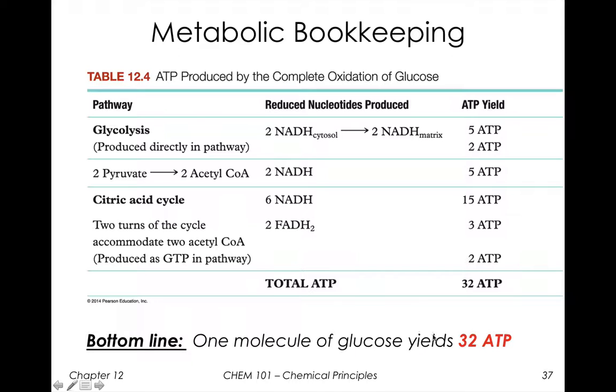At the end of the day, the magic number I want you to remember is 32, and we'll learn much more next semester about why it's not 38. If you're hearing 38, that's probably an old number, and it's based on old conversion factors for how many ATP each NADH and FADH2 are worth. So 32 is the magic number I want you to remember for the energy equivalent in one glucose. So again, metabolism of glucose fully to CO2 and H2O yields 32 ATP of energy.